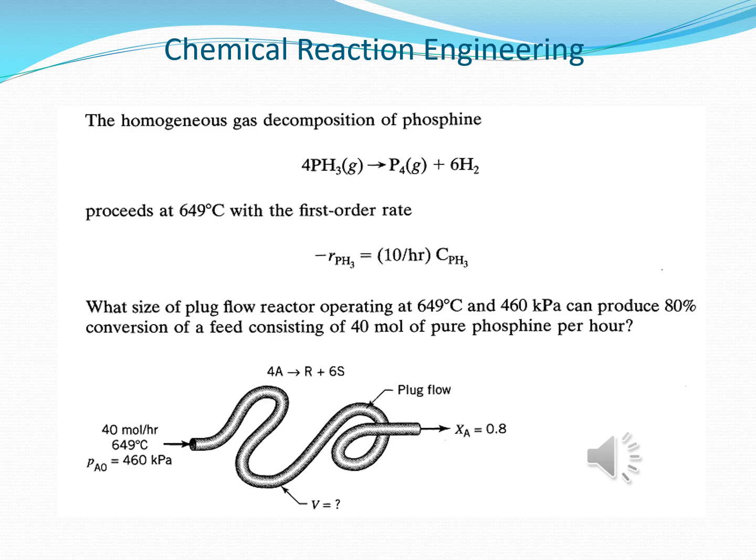Here one thing is missing: you are not given the initial concentration, but you are given the temperature and pressure. So you can utilize the ideal gas law, PV equals nRT, and from there you can rearrange it: n over V is P over RT. P pressure is given, R is the universal gas constant, and T is the temperature. So n by V equals concentration, the number of moles per unit volume. So you can calculate the concentration from the ideal gas law.